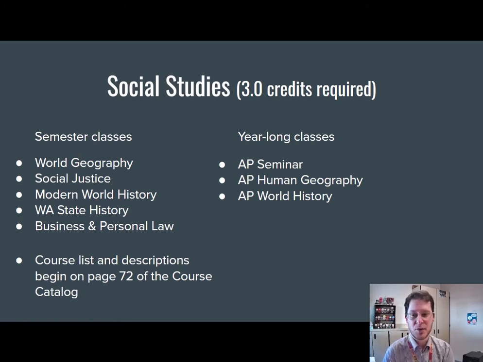And I also wanted to mention Washington state history. That is a state graduation requirement. It's usually taken in 7th grade. So if you've already taken and passed it, that's great. If you still need to take it, now might be a great time to do that. So check out page 72 for descriptions on all these classes.